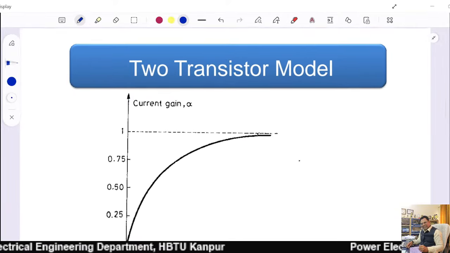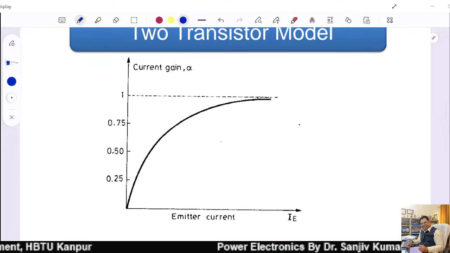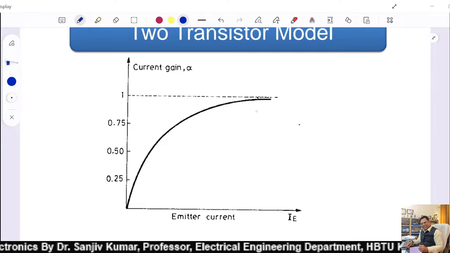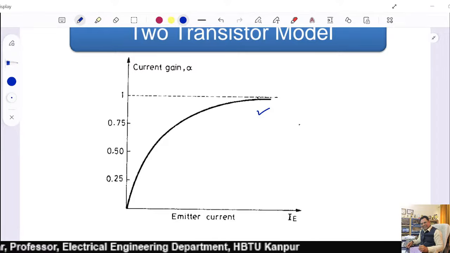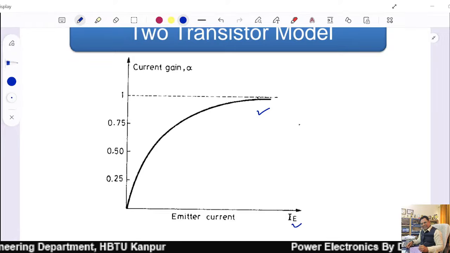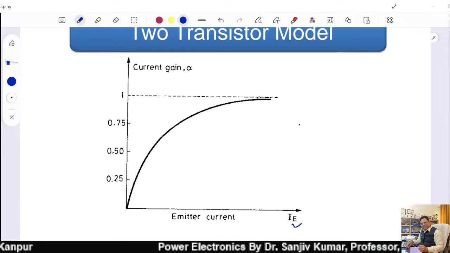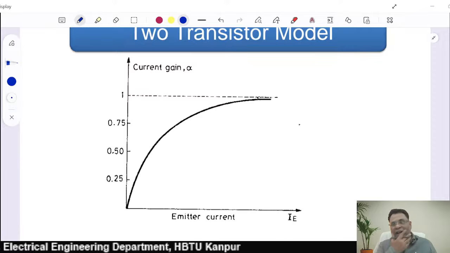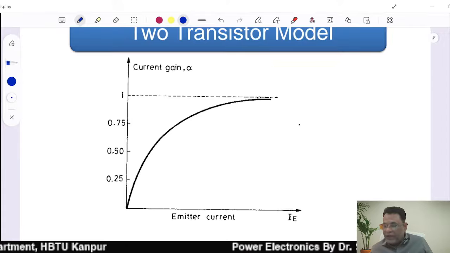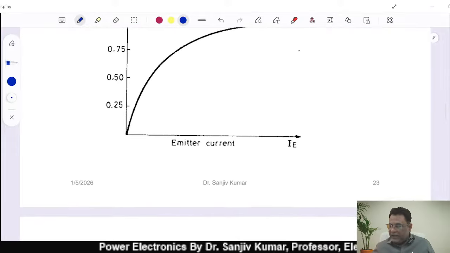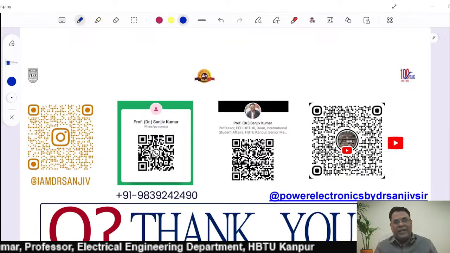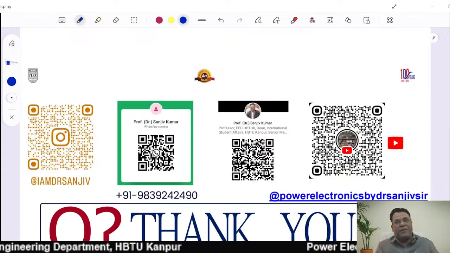Right? So the variation of this alpha, you can see it can go up to unity, right? Because it is the current gain. It depends upon the emitter current. So this is the graph of how alpha varies with the emitter current, right? So this is all about the two transistor model of the thyristor, right? I'm not going to take a huge, long lecture.